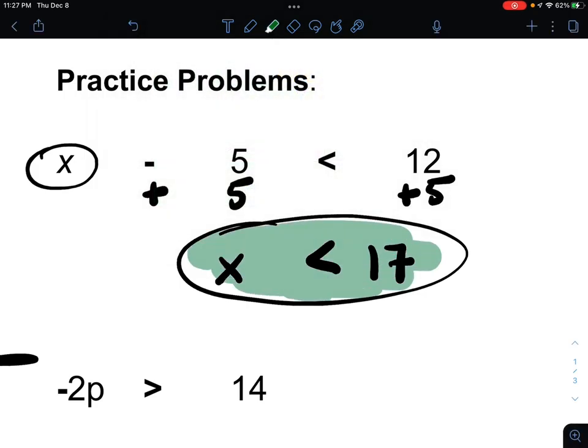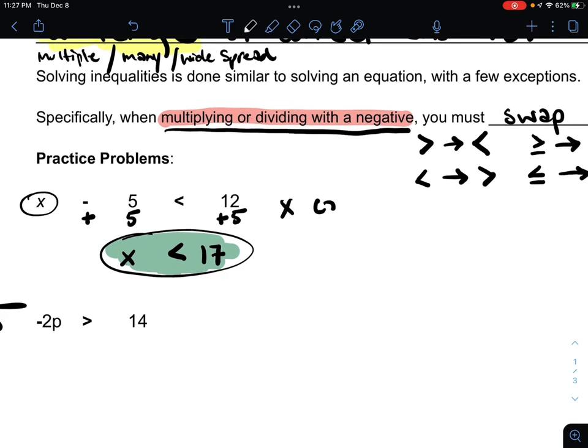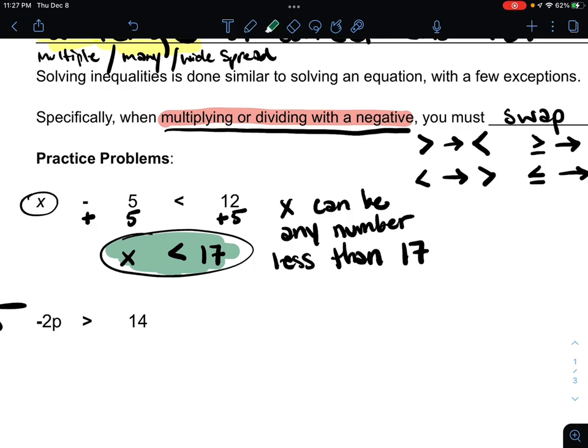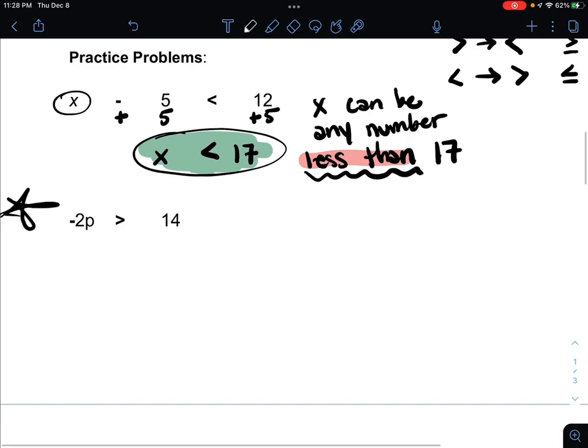So x can be any number. x can be any number, and I actually want you to write this down: x can be any number less than 17. That's what this means. x less than 17 means that x could be 16. It could be 15. It could be 14. It could be negative 4,323. All of those would be quote-unquote correct because they're less than 17.